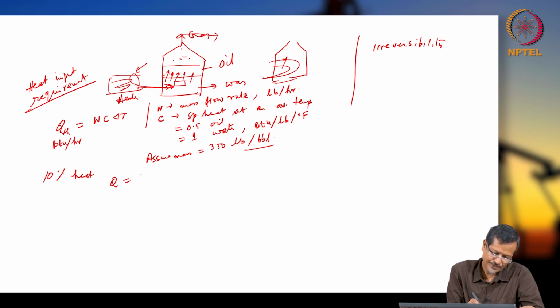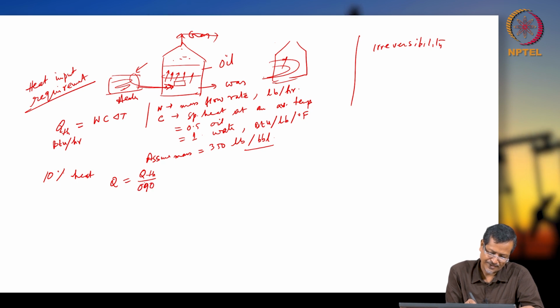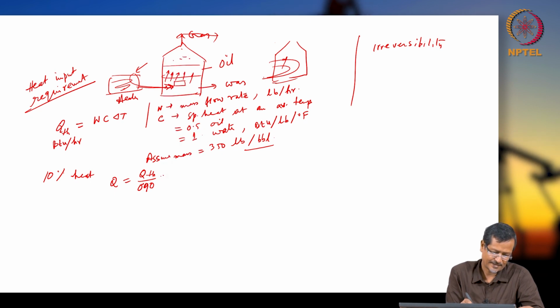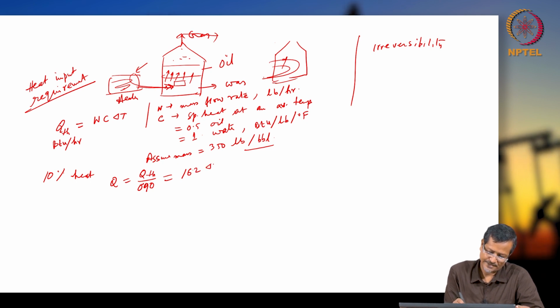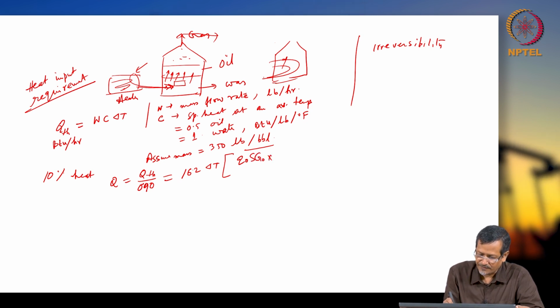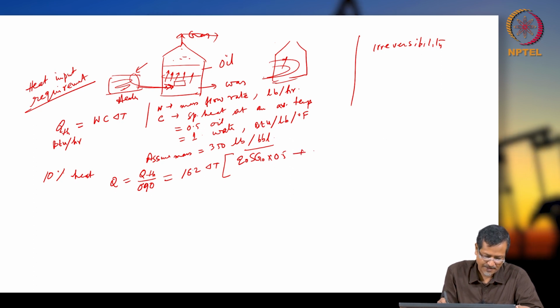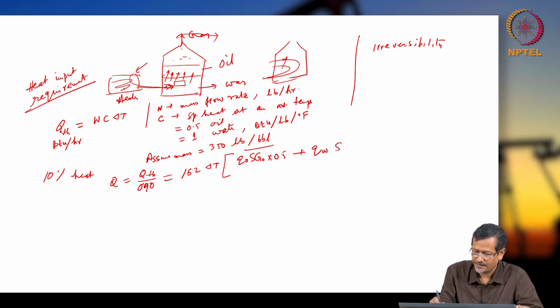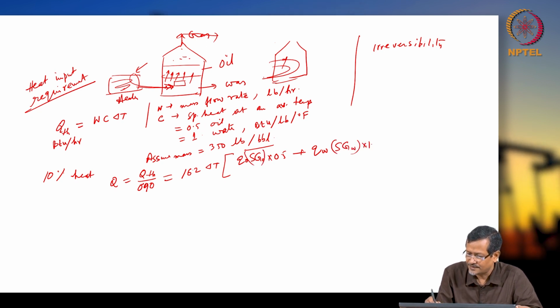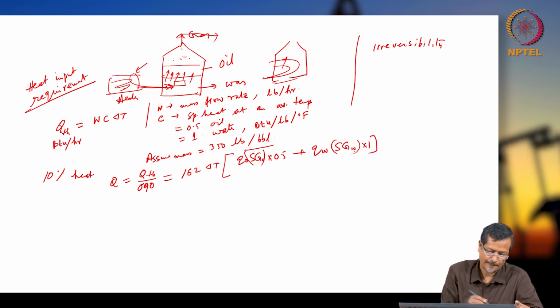So Q equals Q theoretical divided by 0.9, because 10% is lost. So the total heat input will be Q theoretical, 16.2 del T, times this formula: Q oil flow rate times SG of oil, 0.5, plus Q water flow rate times SG of water. Then 1, water is 1, I already told.